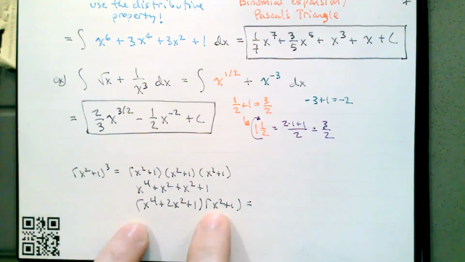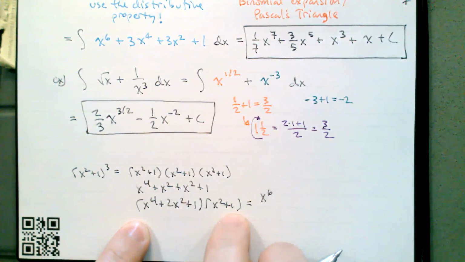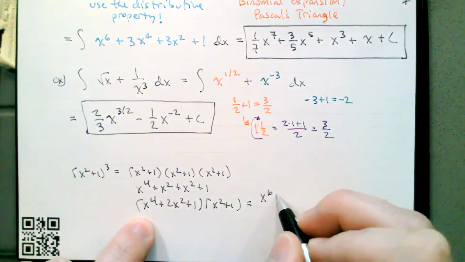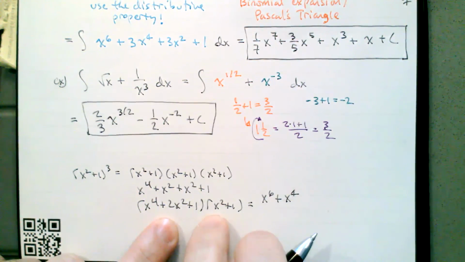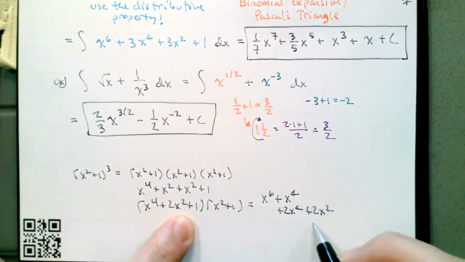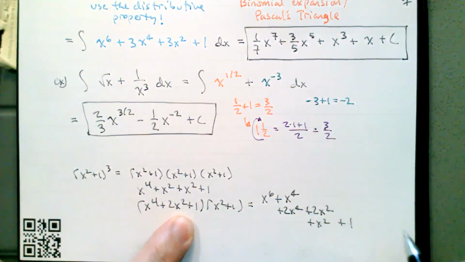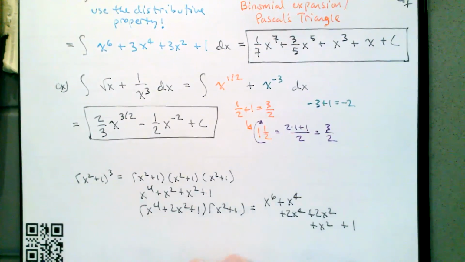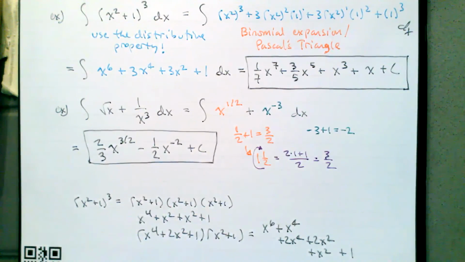So I get x to the sixth, plus x to the fourth, and then plus 2x to the fourth, plus 2x squared, plus x squared, plus 1. So binomial expansion is just a shortcut to finding a power of a binomial. And I happen to know the shortcut for finding the power of a binomial using Pascal's triangle, which is such a cool thing. It has its own Wikipedia entry.